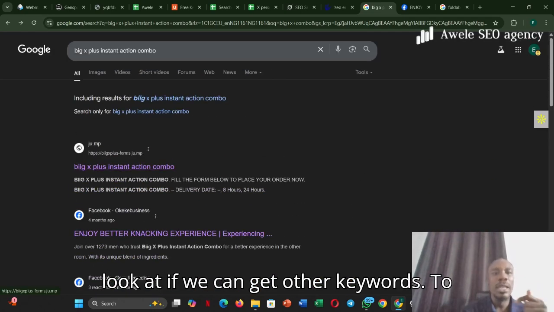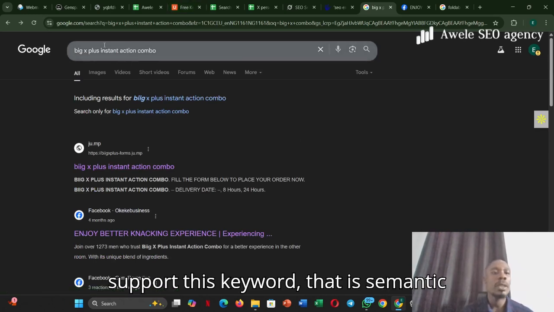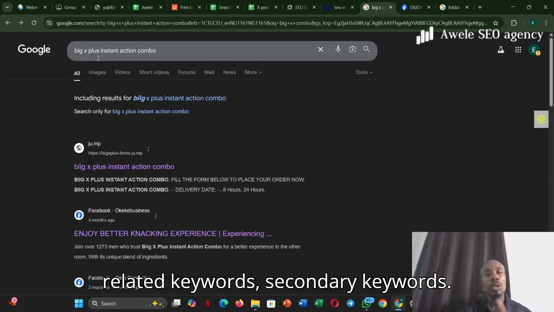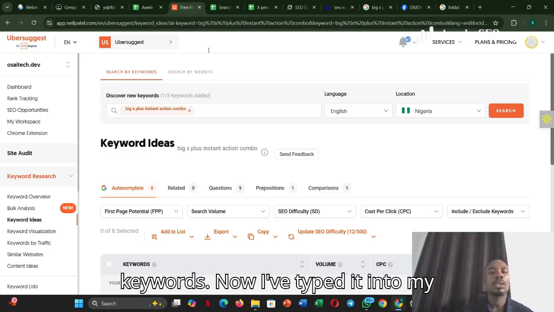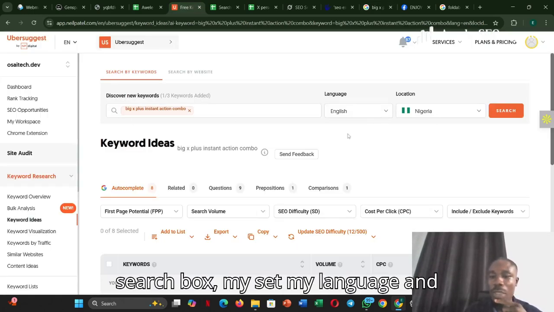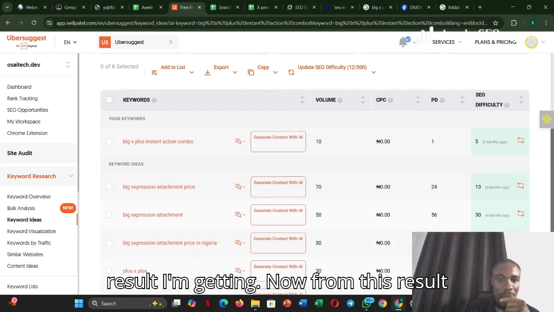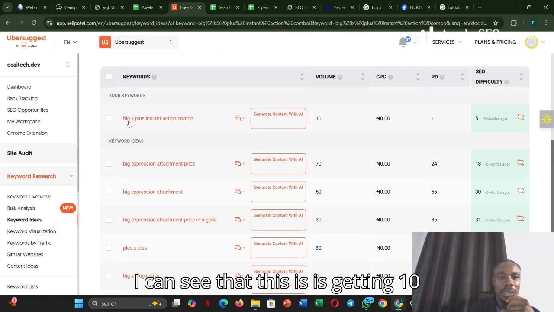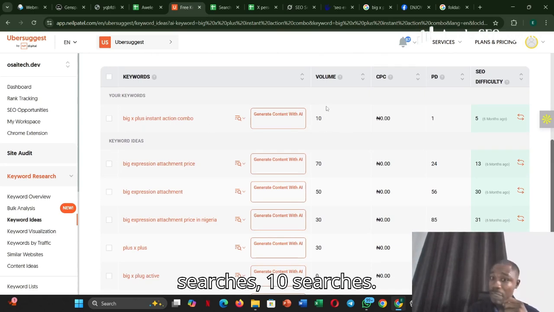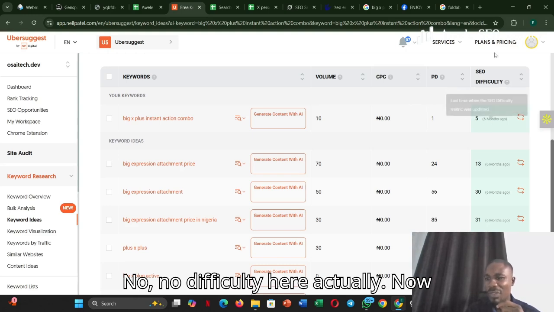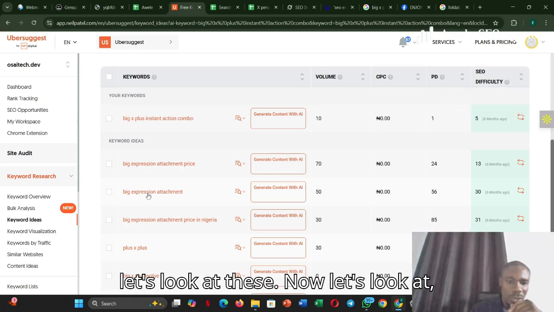Now let's look at if we can get other keywords to support this keyword. That is semantically related keywords, secondary keywords. That's what we call them, secondary keywords. Now I've typed it into my search box, set my language and Nigeria, and I hit search. Now this is the result I'm getting. From this result, I can see that this is getting 10 searches. No difficulty here actually.